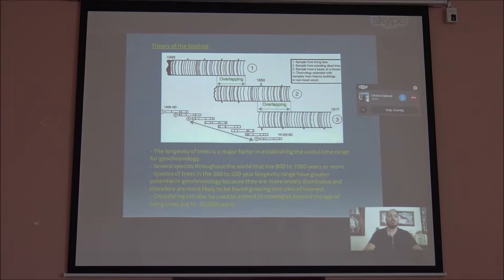On the top, in the picture, we can see an example of the overlapping technique. We have a tree from 1999, the upper tree, in which we can see that the last rings overlap with another tree which is older, and so on, and that tree is overlapping with another tree. So we can continue to date up to 10,000 years.